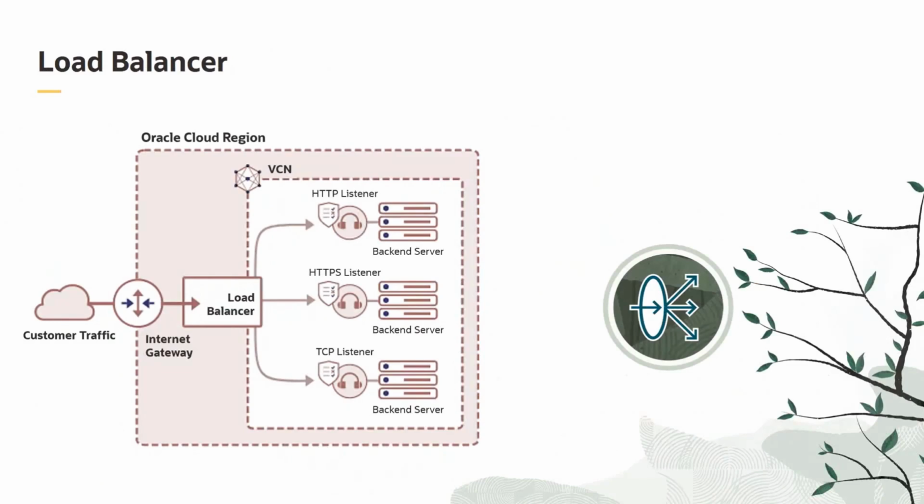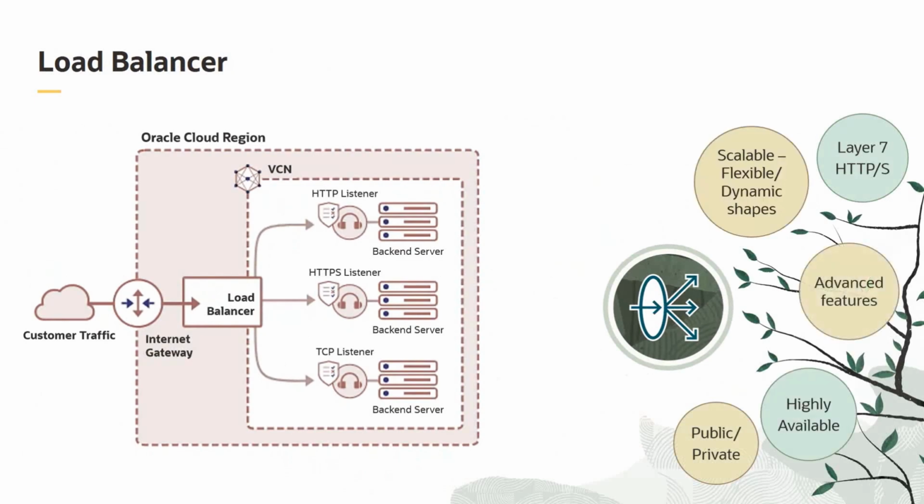Then you have the layer 7 load balancer. It basically understands HTTP. It can also be public or private. It's highly available, it's highly scalable, and it's available in flexible or dynamic shapes.